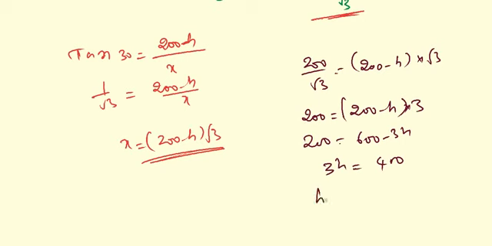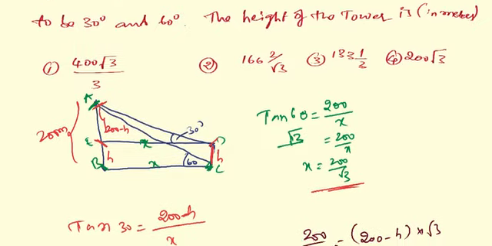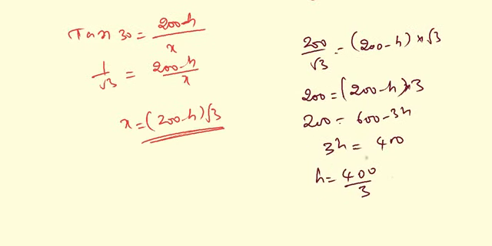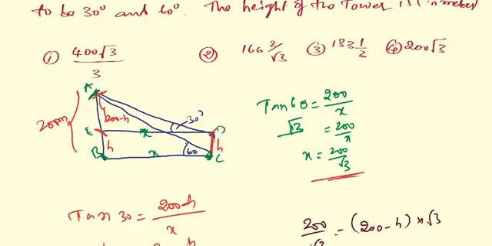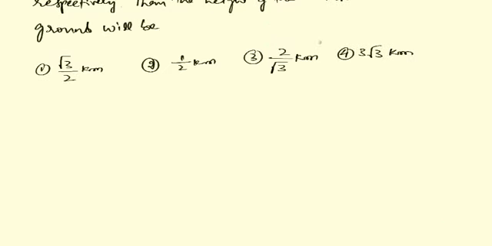Is there any option like 400 by 3? Sometimes it will be 400 by 3. Just check it out. There is no option 400 by 3, but you can write it as 133 1 by 3. So I think there is an option available, 133 1 by 3. Yes, friends, there is an option available. Then go through the next problem.